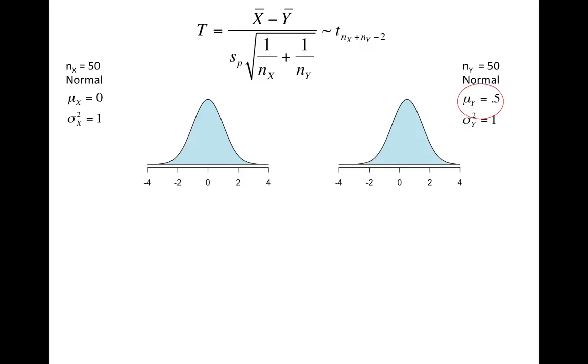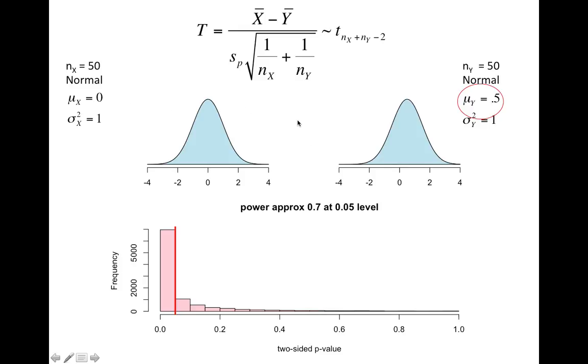In this picture, we're looking at two population distributions. The left one is a normal distribution with mean 0 and variance 1, and the right one is a normal distribution with mean 0.5 and variance 1. We're going to sample 50 values from each of them, calculate the pooled t-statistic, compare it to the t-reference distribution, and get a p-value. Here, the difference in means between the two groups is not 0. The two groups have different means, and so it would be nice to reject the null.